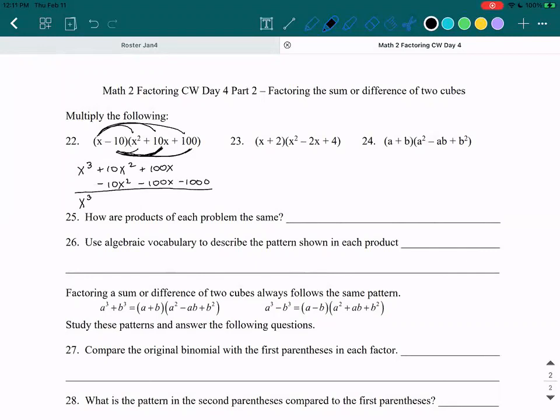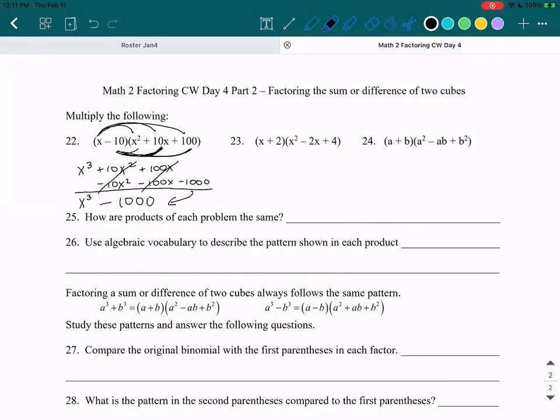And then the 10x squared and the minus 10x squared, they will cancel out and you will have nothing there. The 100x and the minus 100x will also cancel out and you will have nothing there. And then finally, you'll just have a minus 1000 at the end. But it looks weird if I give it that much of a space, so I'm just going to write minus 1000 here.